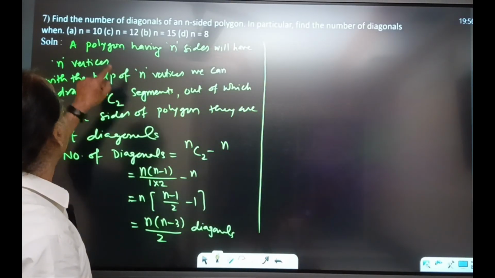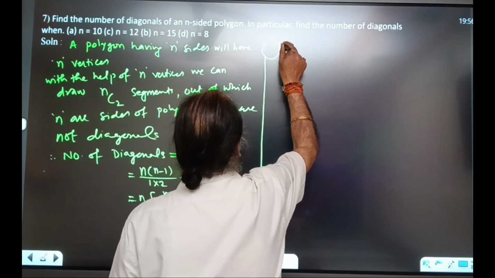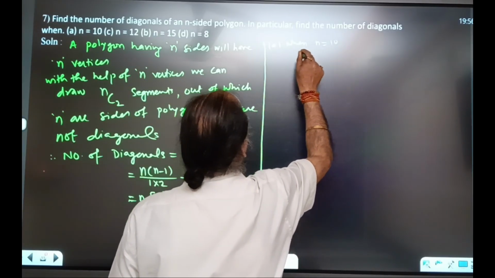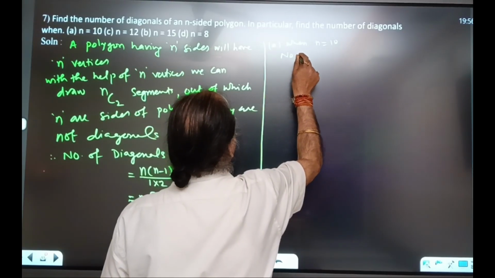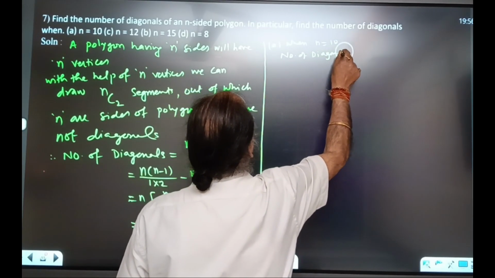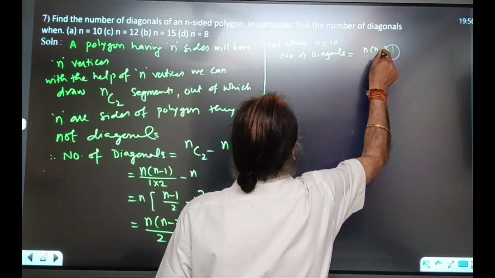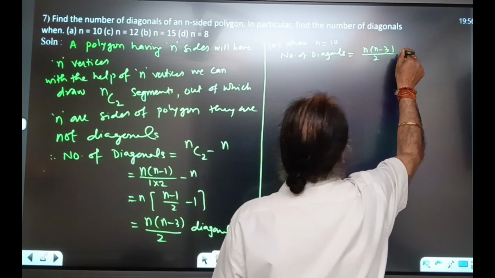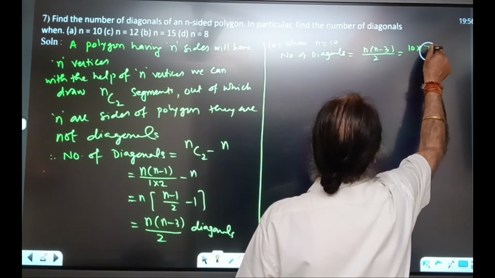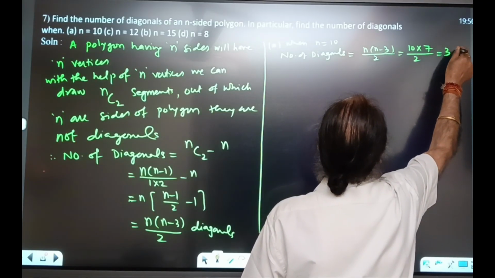Now we need to find this when n is 10. When n is equal to 10, the number of diagonals will be n into n minus 3 upon 2. 10 into 10 minus 3, which is 7, upon 2. 5 sevens are 35.